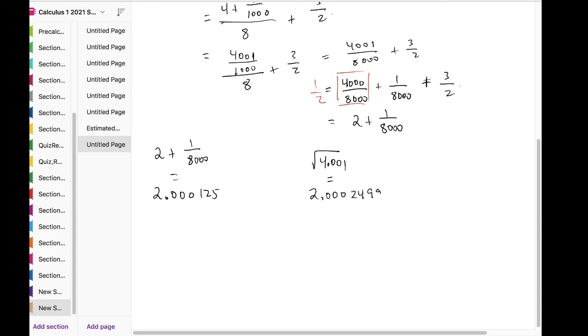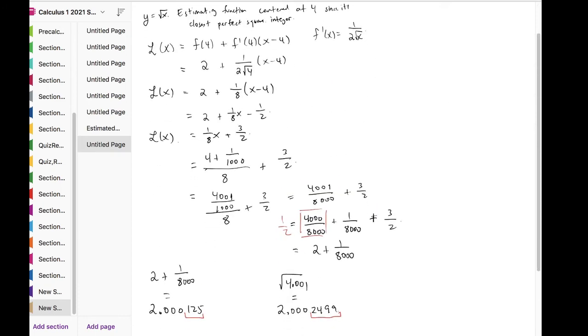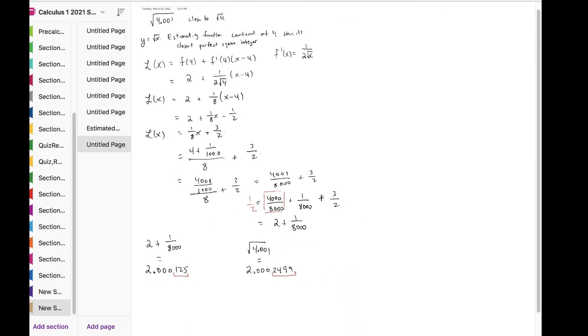2.000249. That's really close. Right? All right, so questions on that one. That one's using a decimal instead of the closest integer. Okay.